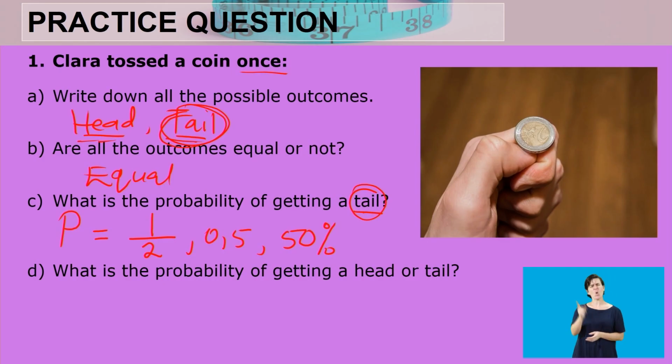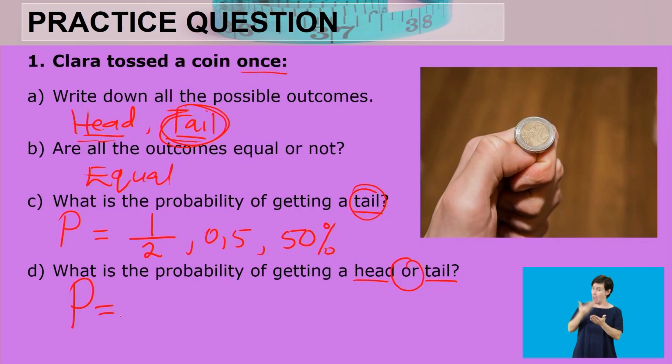Then D says, what is the probability of getting a head or a tail? This word or means now we are increasing our chances. We want to be safe. So we want to check whether if it's a head, or if it's a tail, then if this was a game you are playing, you are winning whether you get a head or you get a tail. So we are increasing those chances.